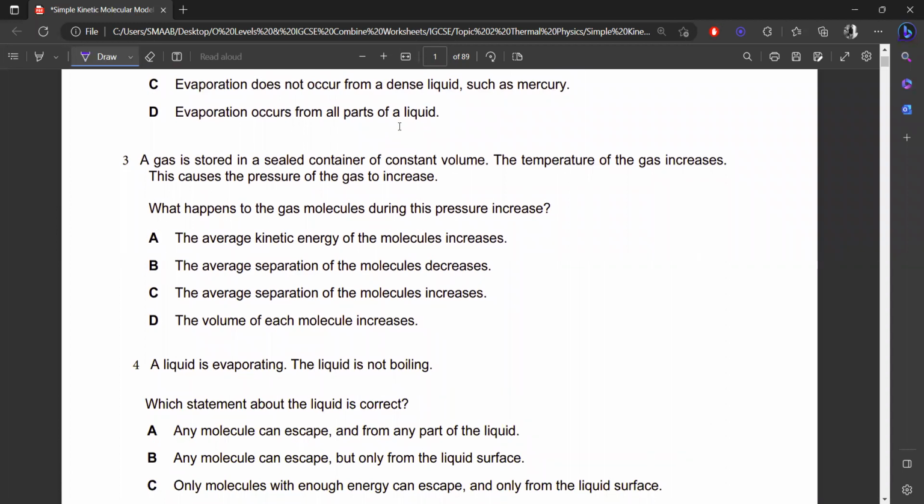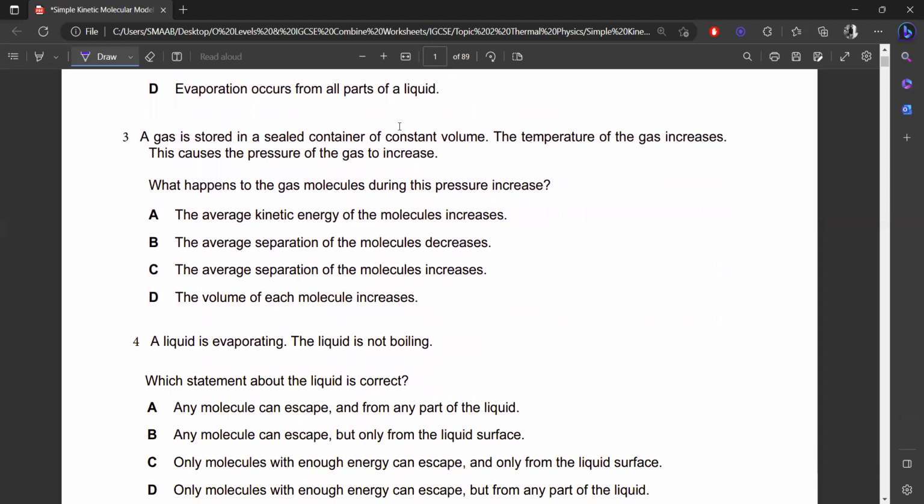A gas is stored in a sealed container of constant volume. The temperature of the gas increases. This causes the pressure of the gas to increase. And if we increase the pressure, what happens to the gas molecules during this pressure increase? Their separation decreases? Okay. The distance between molecules decreases, and according to the options, the average kinetic energy of the molecules increases, the average separation of the molecules decreases, the average separation of the molecules increases, or the volume of each molecule increases.